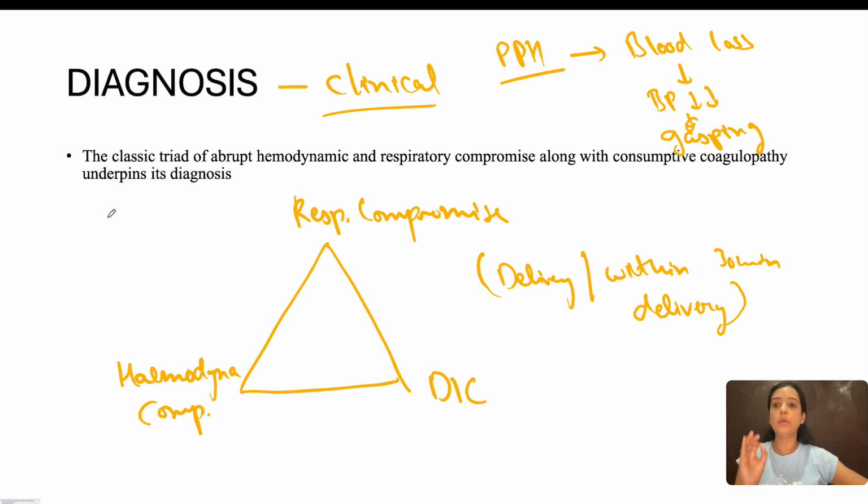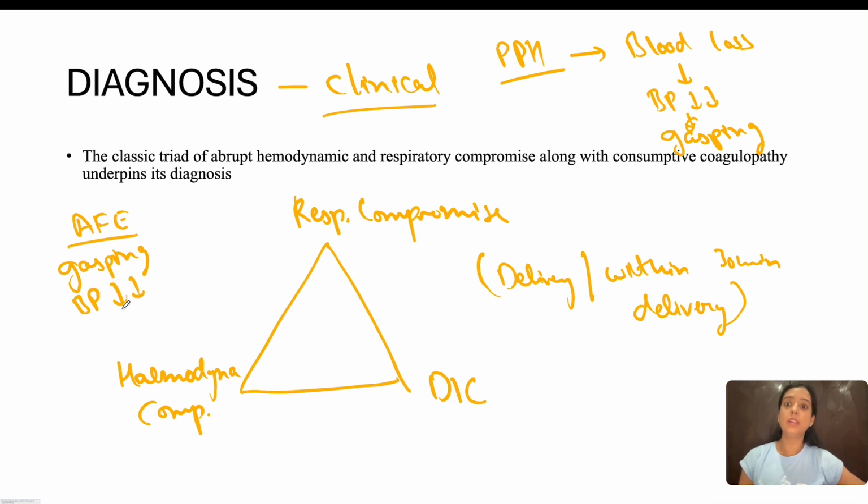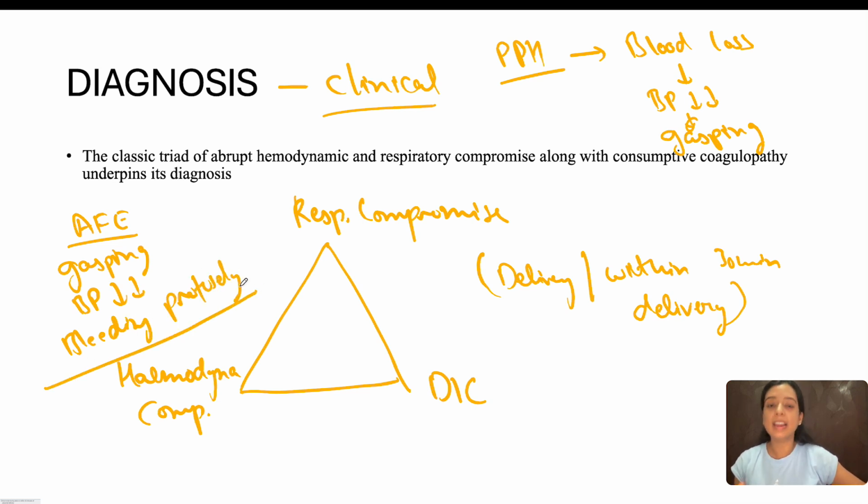Here, the sequence is reversed. Patient will start gasping first because there is pulmonary hypertension and edema. BP will fall. After that, you will see that now the patient has started bleeding profusely. Initially, patient doesn't bleed. The profuse bleeding is in last. That is because of DIC. This is the sequence. And that is how you can differentiate it from PPH.